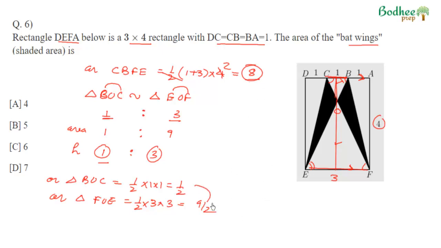So on adding, we'll be getting 1/2 plus 9/2 will be 10/2, which comes out to be 5. So their addition is 5. So the required area would be 8 minus 5, which is equal to 3, right? So 3 will be the answer. Here the options are incorrect. So let me just mark this as 3. So option C becomes the right answer.